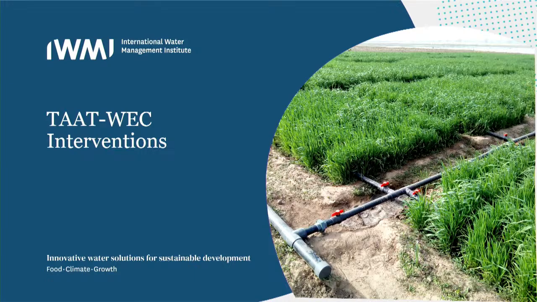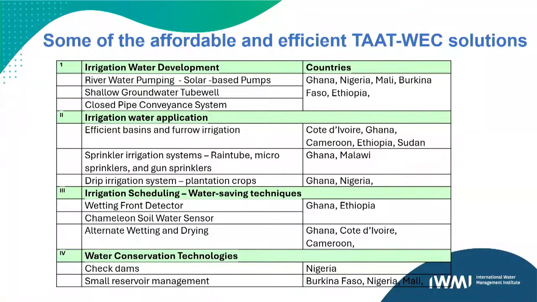So this is a list of affordable and efficient TAT water solutions, practical field-based interventions that we have explored in different countries, from river water pumping, and we are transiting to solar-based pumps for shallow groundwater, for surface water, or the possibility of a closed conveyance system. We know the challenge of evaporation that characterizes open channels. Explore closed pipe system. That's what we showed just a few seconds ago.